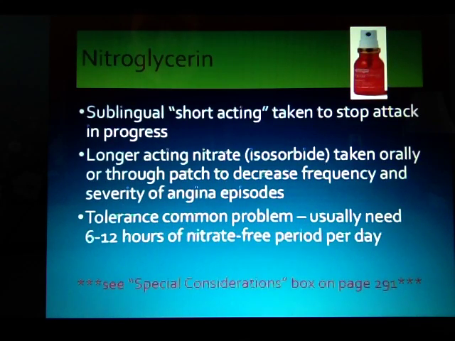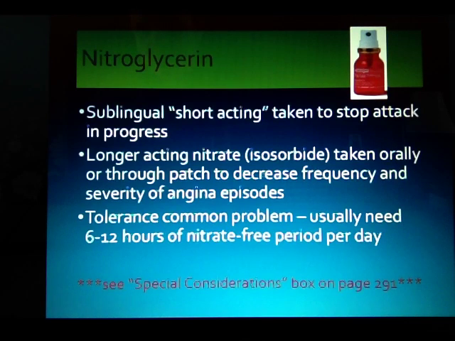Sublingual nitroglycerin, so that's when they spray under their tongue or take a sublingual tab under the tongue, is short-acting and it's used to stop an acute attack that's in progress. So they have acute chest pain, they're going to spray it underneath their tongue. There are longer-acting nitrates, isosorbide, so they can take these orally as a pill or through a patch to decrease frequency and severity of angina episodes.